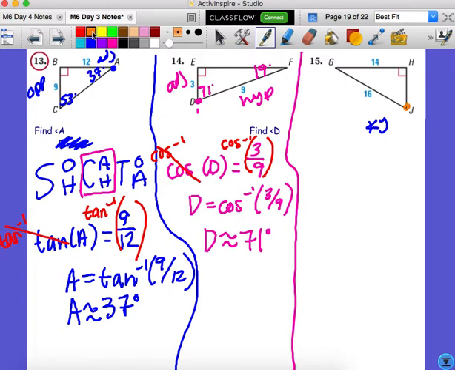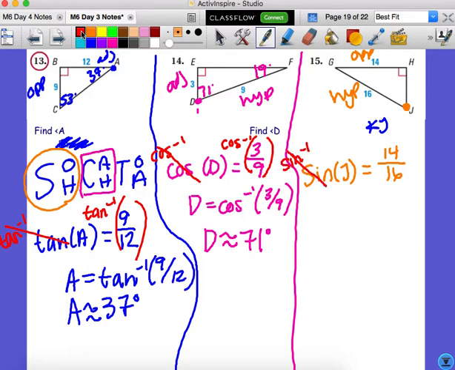So 15 is looking for J. I have my opposite and my hypotenuse. Opposite and hypotenuse tells me to use the sine function. So the sine of J should equal 14 over 16. To get rid of sine, use its own inverse. What we do to one side, we do to the other.